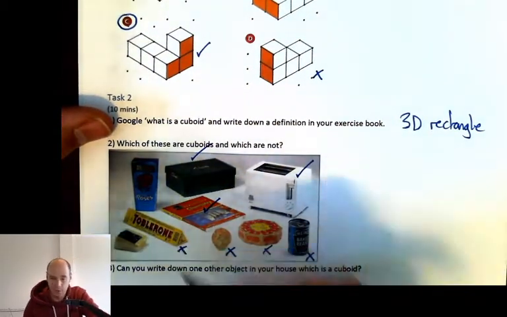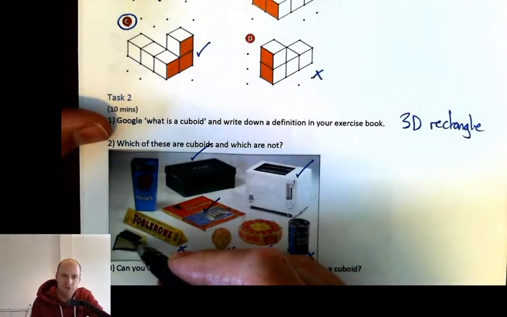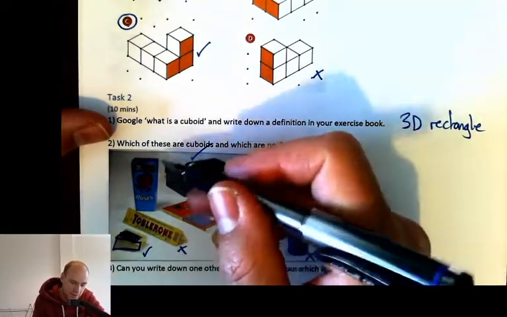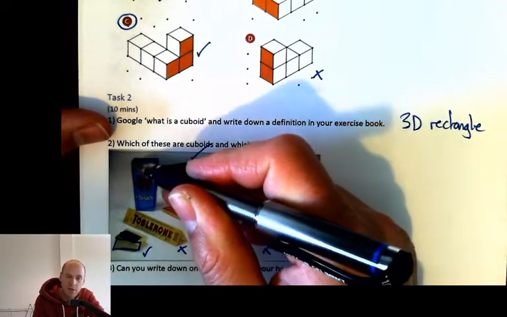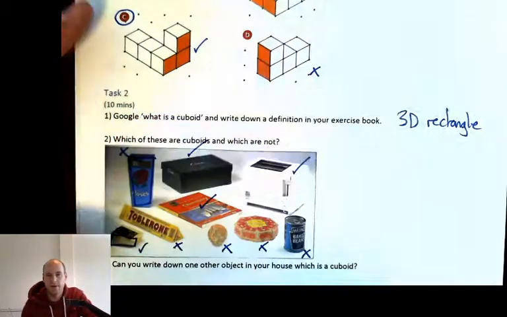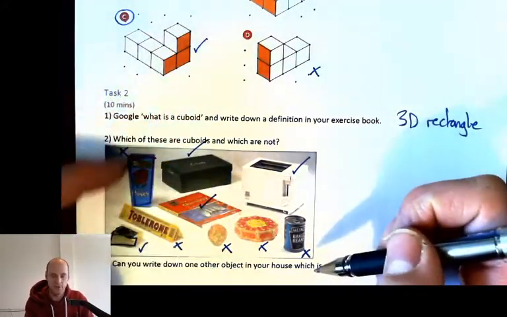Toblerone is not a cuboid. Cheese is not quite a cuboid because it's not a rectangle. It has to be a rectangle on all the faces. Similarly on the roses, can you see that it's not quite a rectangle? It's smaller at the bottom than it is at the top, so it's not a 3D rectangle. All the faces have to be rectangles or squares. So I got yes, yes, yes, and no, no, no, all around the edge.